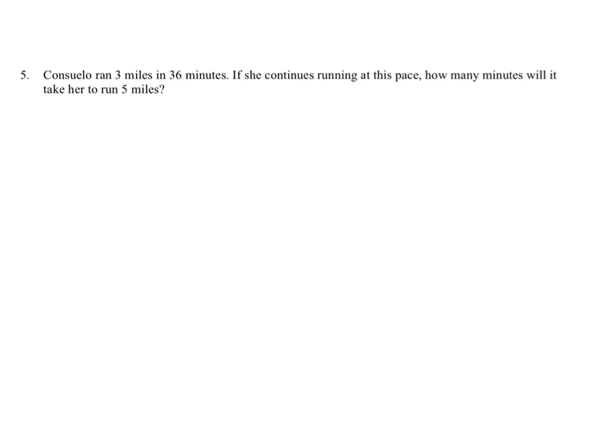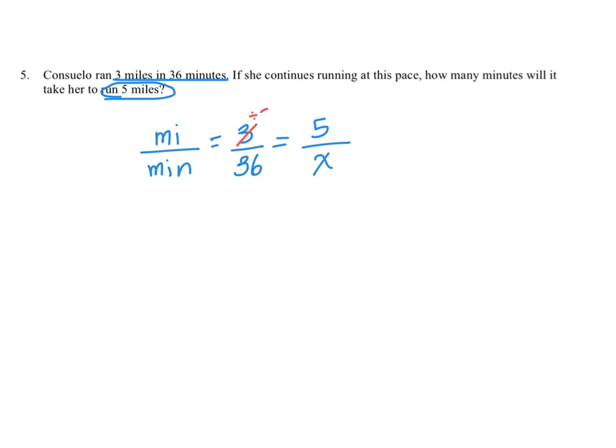Number 5. Consuelo ran 3 miles in 36 minutes. If she continues running at this pace, how many minutes will it take her to run 5 miles? The ratio in words would be miles per minute. 3 miles in 36 minutes is the rate, and the question is how many minutes would it take to run 5 miles?